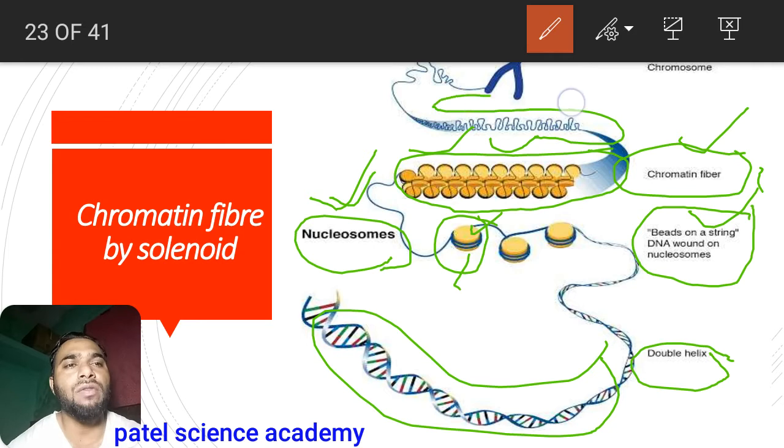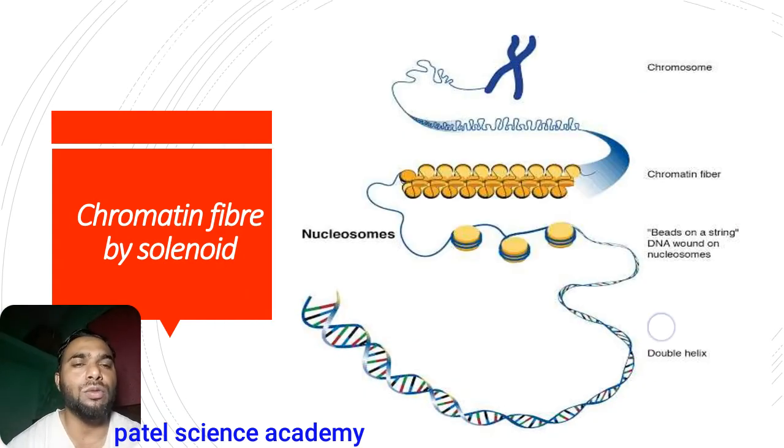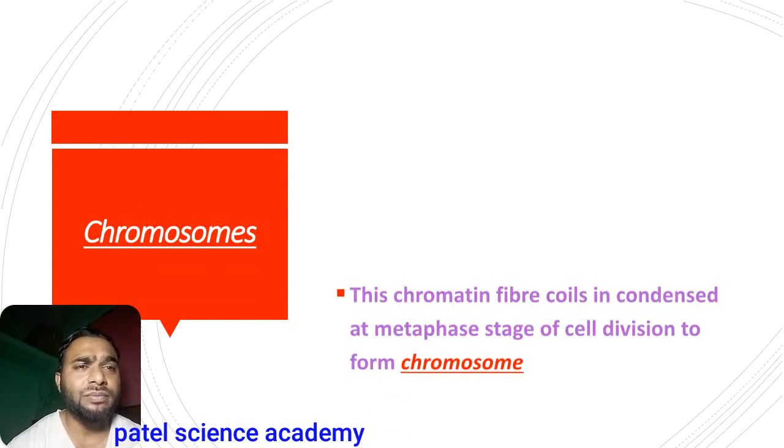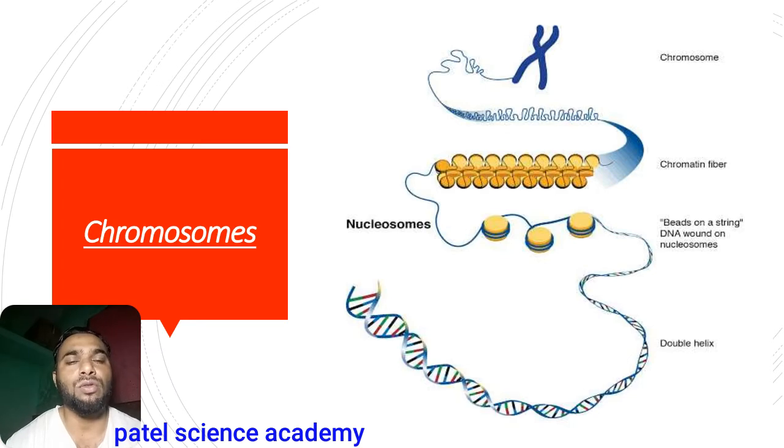And what after the chromatin fiber, dear students? The chromatin fiber will form the next structure, and that next structure is the chromosome, which we'll see in the slides. This chromatin fiber coils and condenses at the metaphase stage of cell division and forms the chromosomes. So this is that chromosome, as I told you, the topmost structure. Dear students, this is the play of the packaging of DNA, from the DNA helical structure to the formation of the chromosomes.